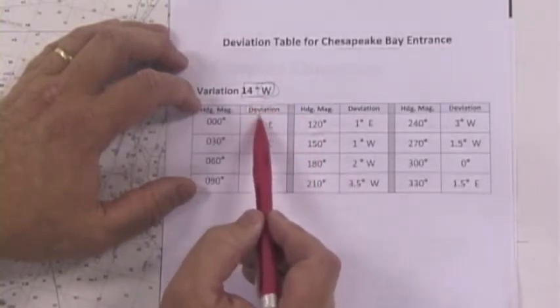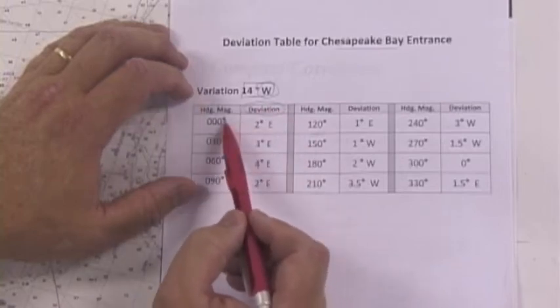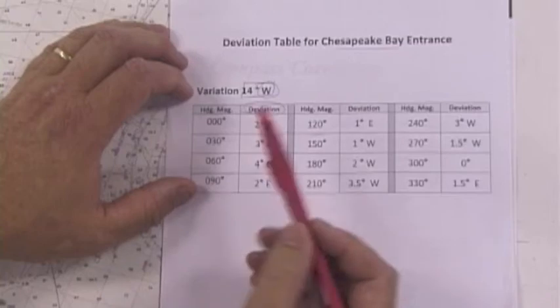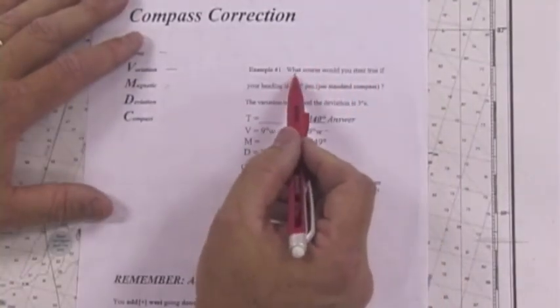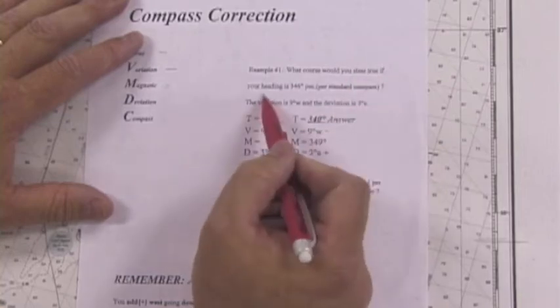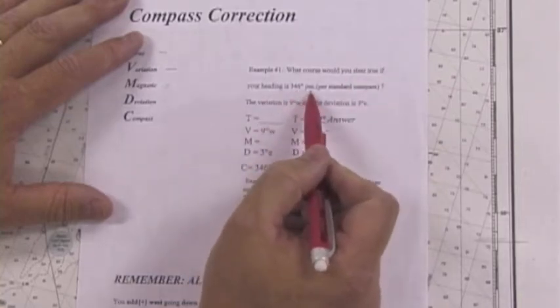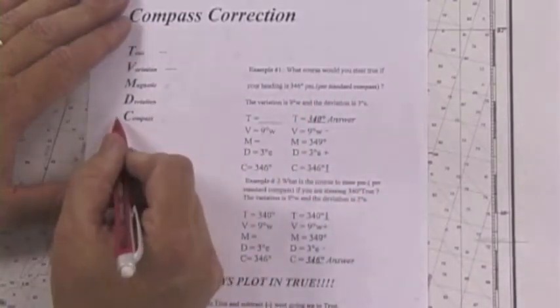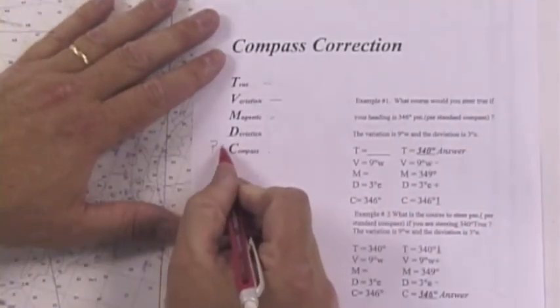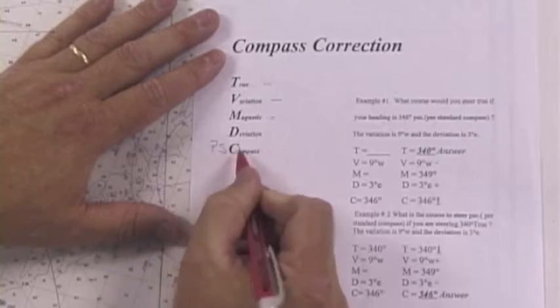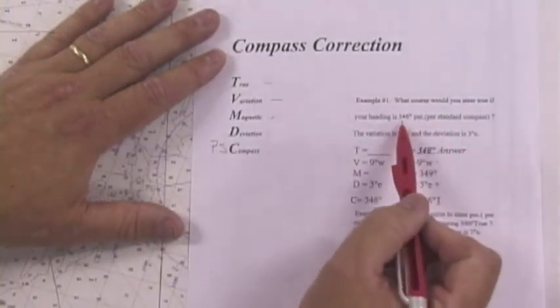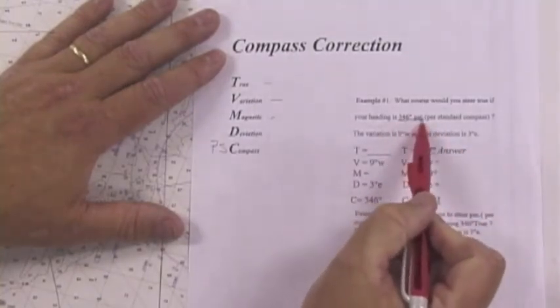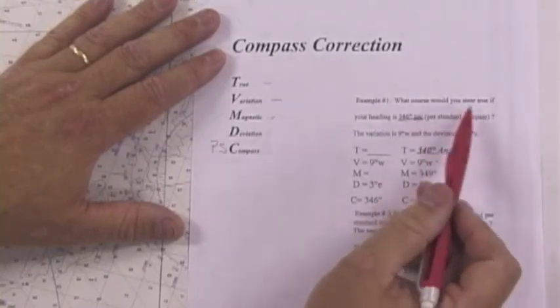So this is where we're going to use our deviation card. Whenever we want to put in D, we have to go in and find out what our magnetic heading is to get our deviation. Now, we have a problem, and the first thing we're going to say is what course would you steer true if you had a heading of 346 degrees PSC. PSC is just the other word for compass; it stands for per standard compass. So they want to find out if we were steering 346 degrees compass, what would be our true course.